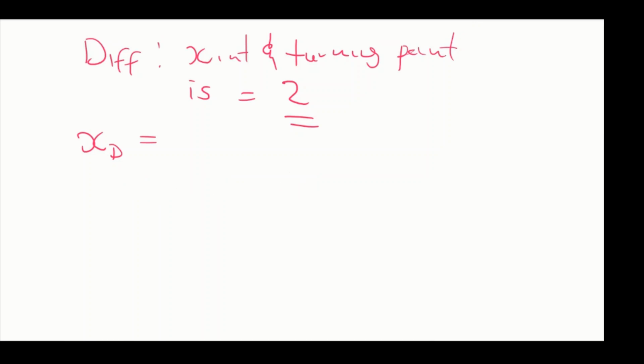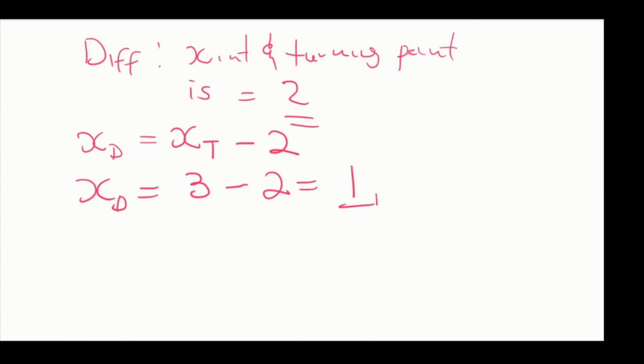So x of D is equal to the turning point minus the difference, which is 2. So x of D is equal to the value of the turning point, which is 3, minus the difference, which is 2. So x of D is equal to 1. So therefore the coordinates of D will be (1, 0).